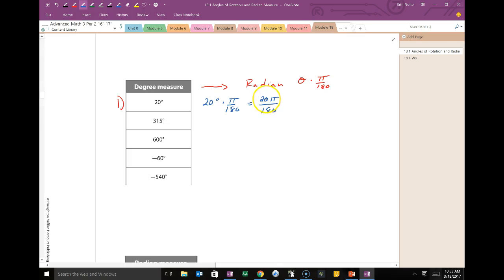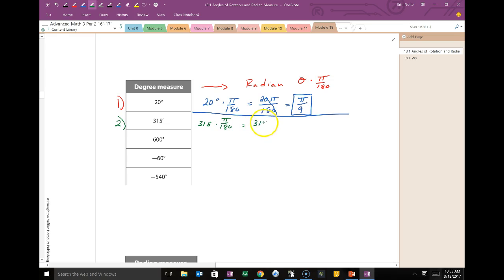Okay, so when I look at this I think, oh, the zeros cancel and then 2 goes into 18 9 times, so this is going to be pi over 9. Okay, so you're just working with fractions here. Okay, let's do 315. So let's do number 2. Okay, so we got 315 times pi over 180.